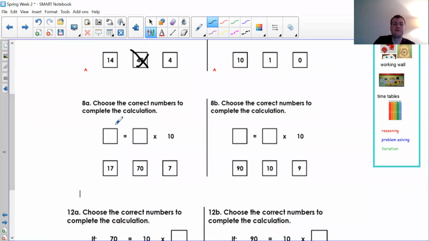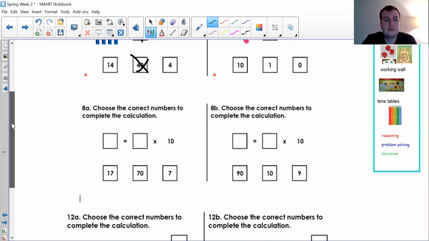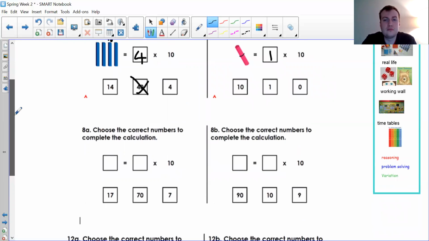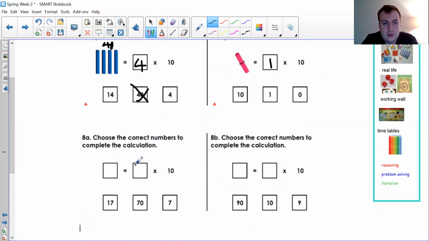Down here. Got them. So we got 7 times 10 equals 70. Don't need that 17. And over here we got 9 times 10 equals 90. Like the one we did. My pen's going mental. But that says 90, I promise.